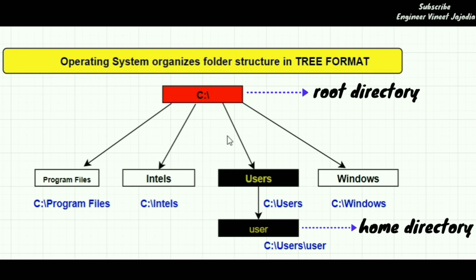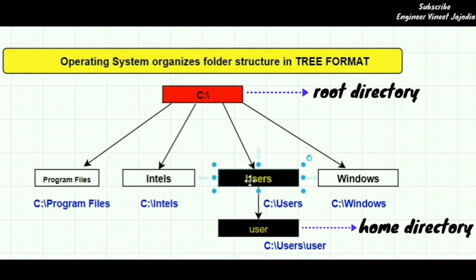As in the diagram, this is the root directory and this is the child directory. Now if you want to reach the child directory, with the help of the root directory, just add the name of the child directory after the backslash. So this is called the absolute path, C:\program files. Now if you want to reach the Intel directory which is present inside the root directory, you have to write C:\intel. So this is the absolute path for the directory called Intel, and this is the absolute path for the directory called program files.